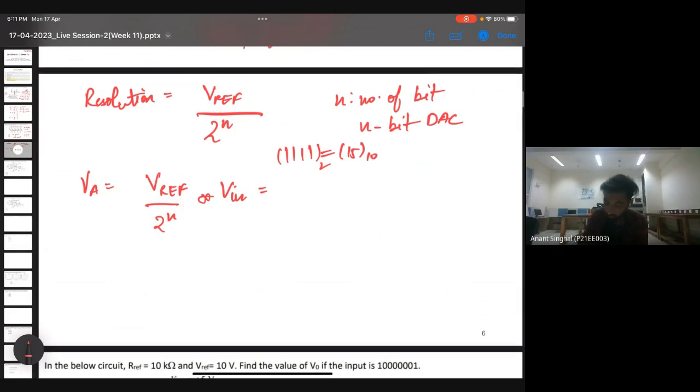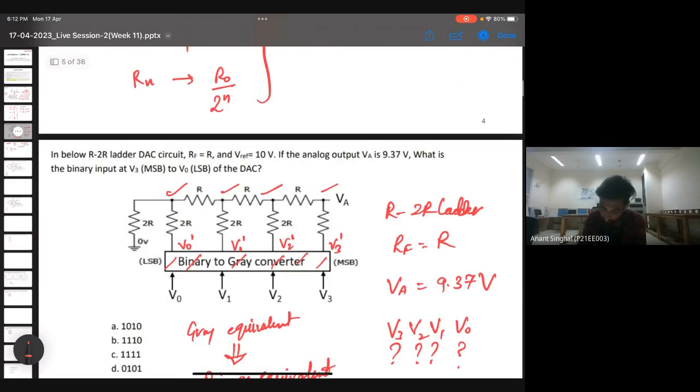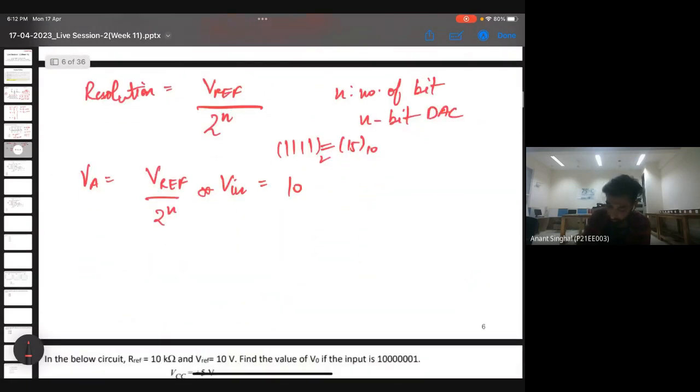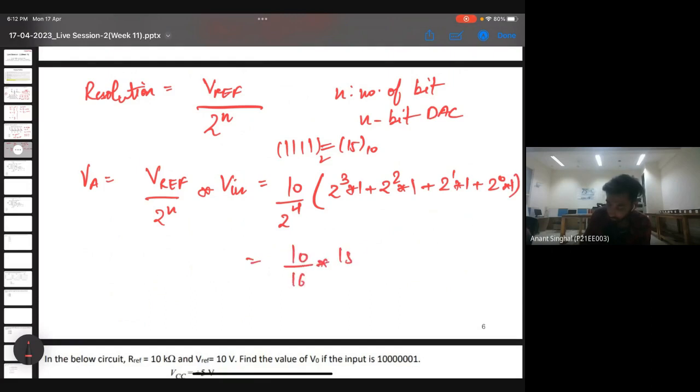V reference of the circuit is given as 10 volt, then 2 to the power 4, then 2 to the power 3 into 1, that I have already done. It is nothing but 10 by 16 into 15. Once you calculate it, this will be 75 by 8, and it will be 9.37, which is what is given in the question. So this is the output voltage which is also given in the question.